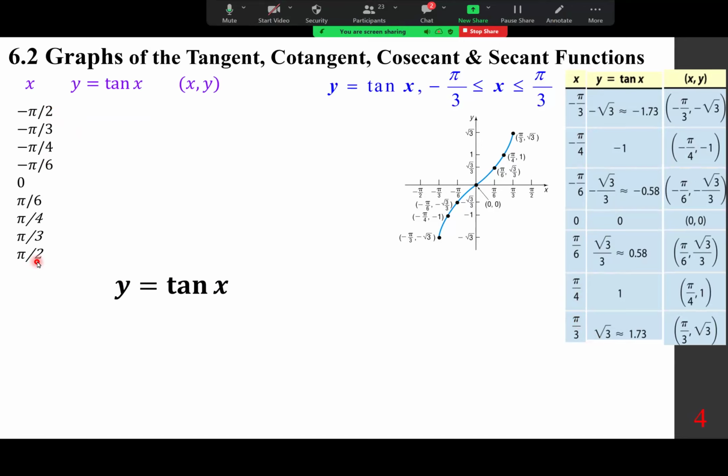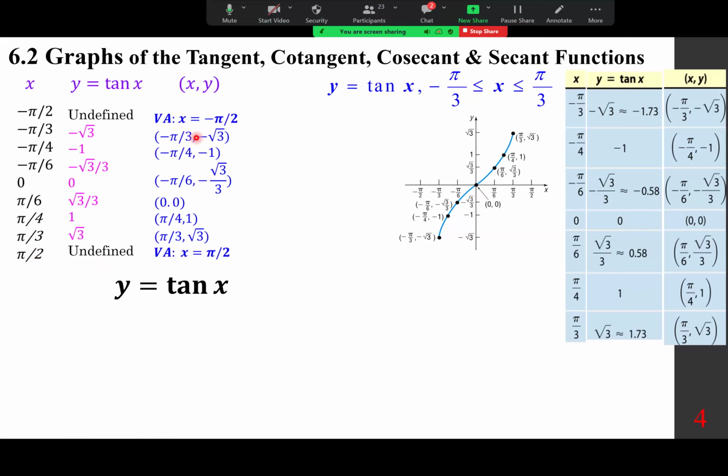But what happens at pi over 2? We're going to say it's undefined. And what happens is that, remember, tangent is sine over cosine. So at pi over 2, cosine is 0. So it gives rise to the concept of a vertical asymptote. So undefined, undefined. So VA at x equals minus pi over 2 and at x equals pi over 2.